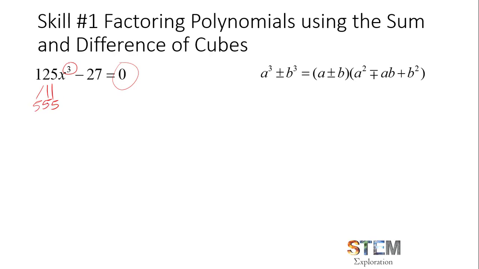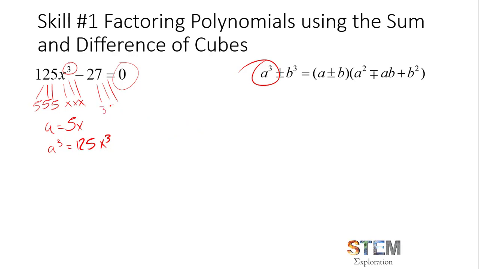5 times 5 is 25, times 5 is 125. And we can do the same thing with the x's. We can go x, x, x. And what that allows us to do is we can say that a is equal to 5x in terms of the cube. And a cubed would equal 125x cubed, okay, which fits into this parameter of our sum and difference of cubes formula. And the same applies to the 27.